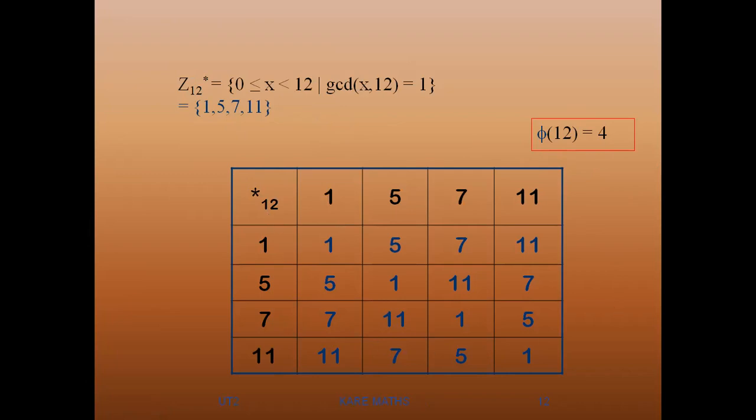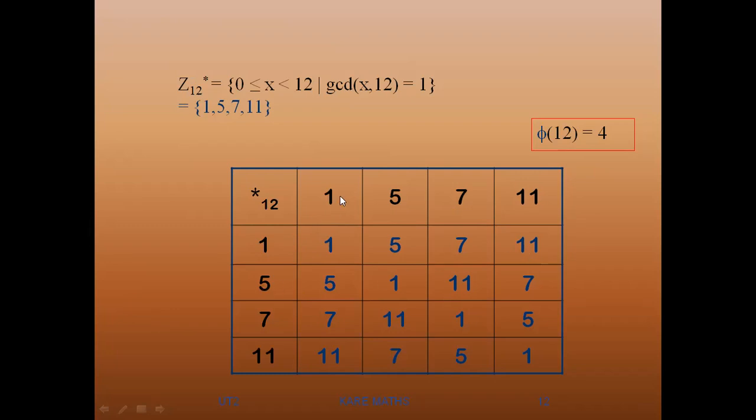It is the product table, multiplication modulo 12, with the elements 1, 5, 7, 11 along the top and side. Multiplying 1 by 1 gives 1, 1 times 5 is 5, 1 times 7 is 7, and 1 times 11 is 11. Everything is less than 12, so I'm just keeping it as it is.